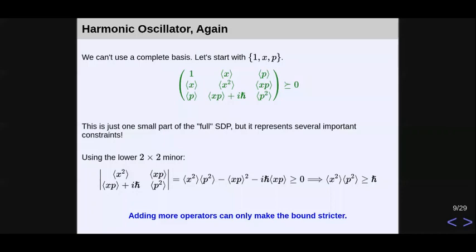And again, imposing that the determinant is non-negative, you recover, in fact, exactly the usual way of writing the uncertainty principle, which is equivalent to the lower bound on the ground state. If you add more operators to this matrix, so this isn't a complete basis, this can only make the bound stricter. So for as long as I'm just going to talk about a bound on the ground state energy, this is a true lower bound.